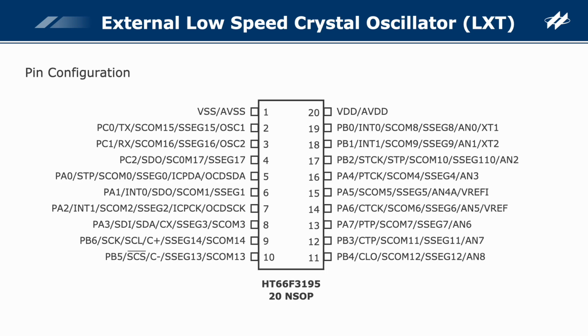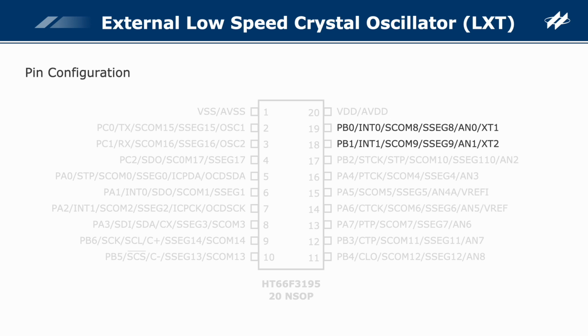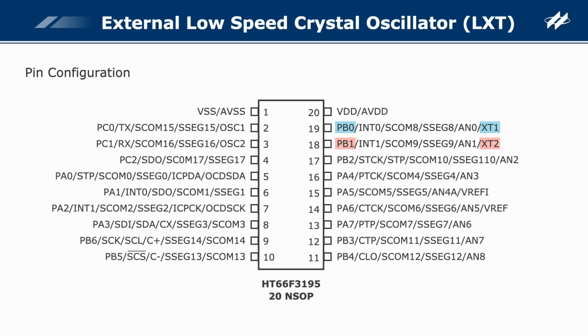For the HT66F3195 MCU, its XT1 and XT2 pins are pin-shared with PB0 and PB1 respectively. Therefore, it is required to first set PB0 to the XT1 function and PB1 to the XT2 function using the relevant pin-shared control register. Then go on to configure the external low-speed crystal oscillator. In a subsequent course, you will learn how to configure the pins.